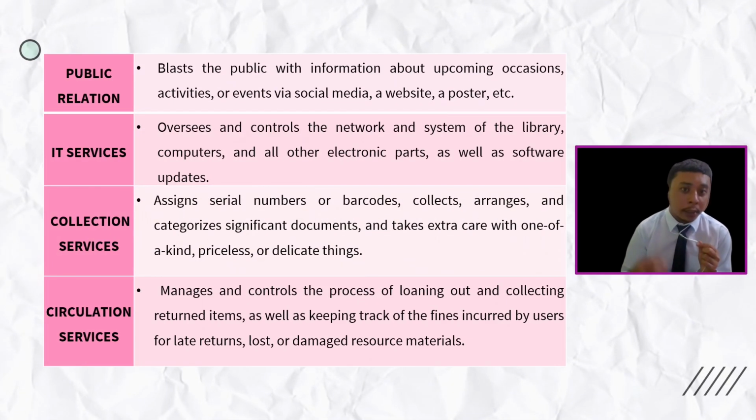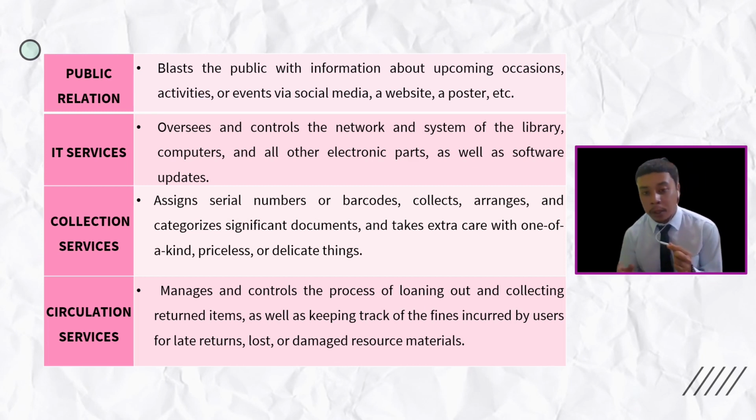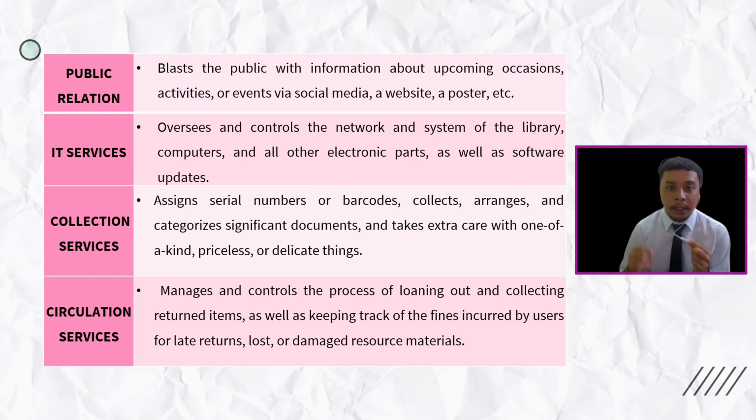Public relations is to provide the public with information about upcoming activities or events by using social media. IT services is to control the network and system of the library computers and also maintain all other electronic parts. The collection services is to assign a serial number or barcode for the digital materials. And the circulation services is to manage and control the process of loaning out and collecting returned items, keeping track of the funds incurred by users for late return or lost or damaged resource material.